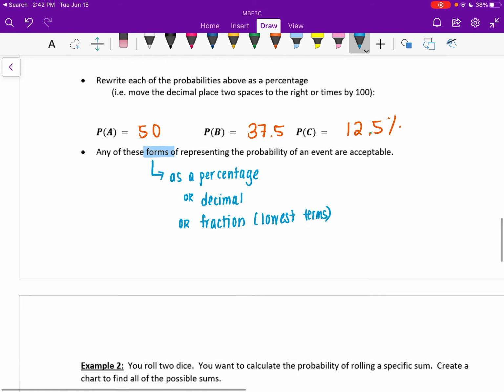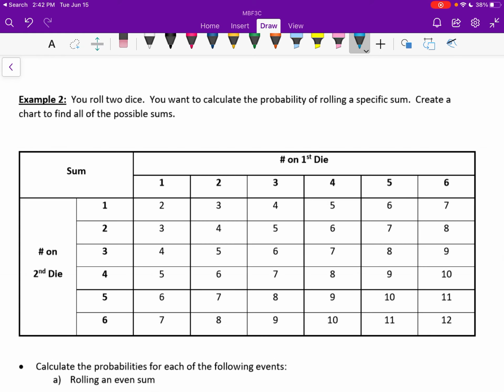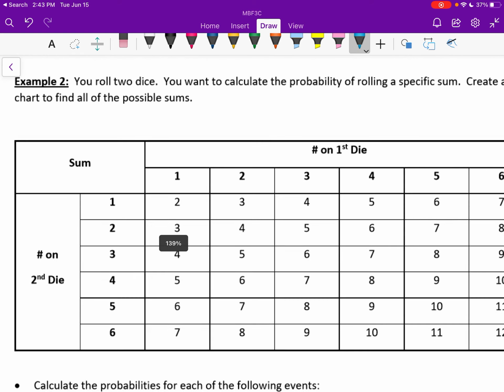Okay? Moving forward, we're going to do example 2 together as well. Try doing this one on your own. It does require a little bit more patience because there's way more information here. But what we basically did here is just trying to find the sum.